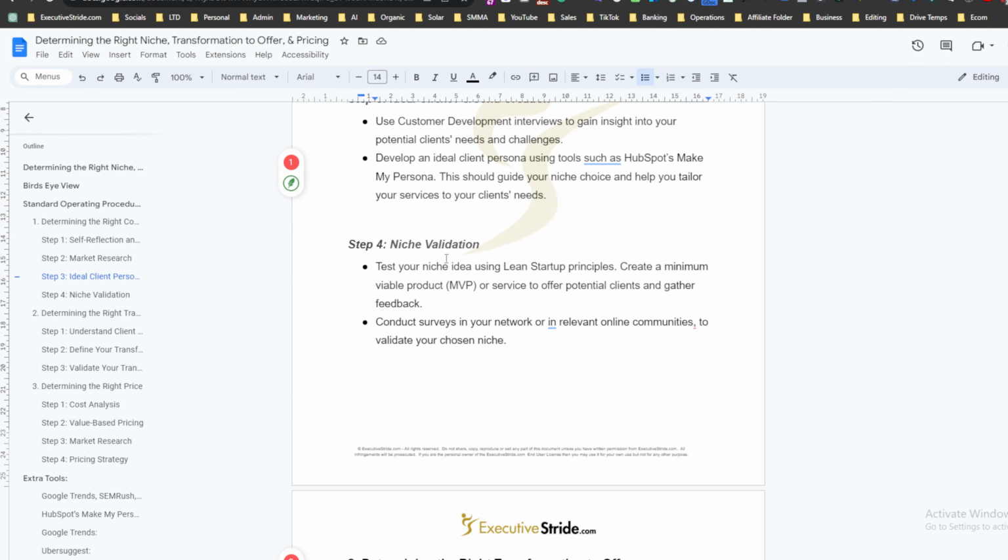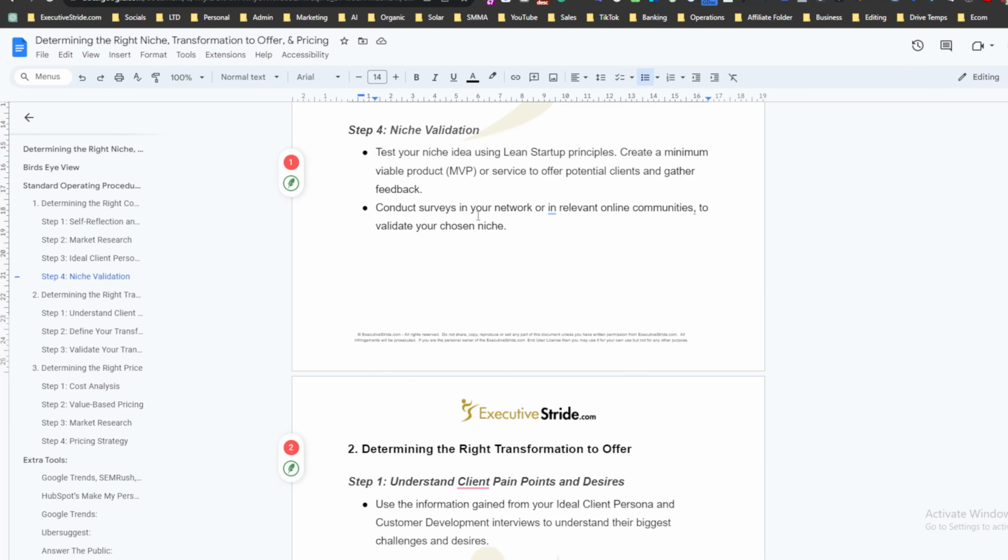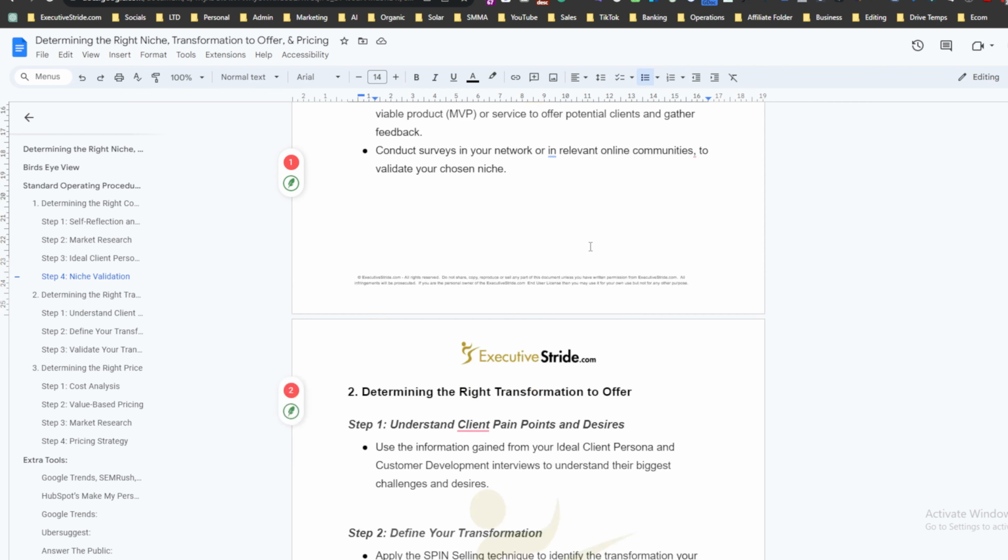All right, step 4, niche validation. Test your niche using lean startup principles. Create a minimal viable product, MVP, or if it's a course, MVC, or service, so MVS, to offer potential clients and gather feedback. Conduct surveys to your network or in relevant online communities to validate your chosen niche.